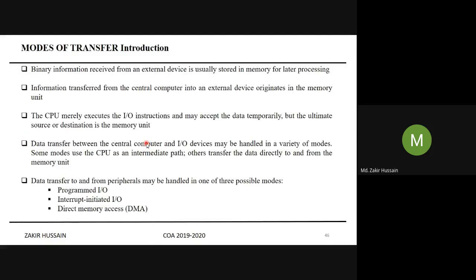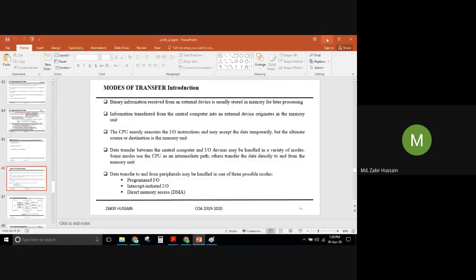So let us see first the modes of transfer introduction. Binary information received from an external device is usually stored in memory for later processing. So we give some information to the computer, through a text editor or whatever. That one we store inside the memory for later processing. So that is, again, let me go back here.